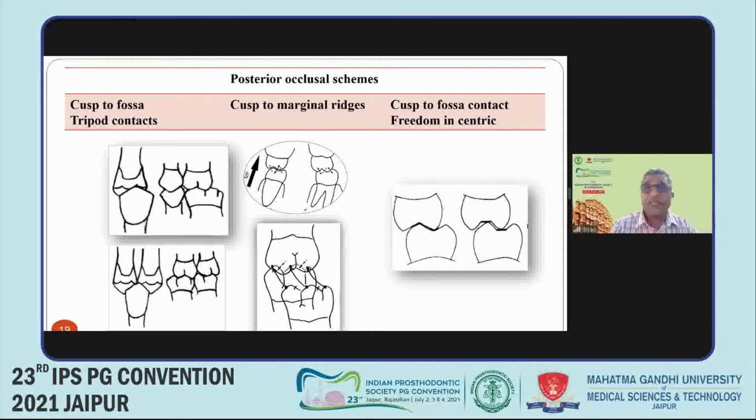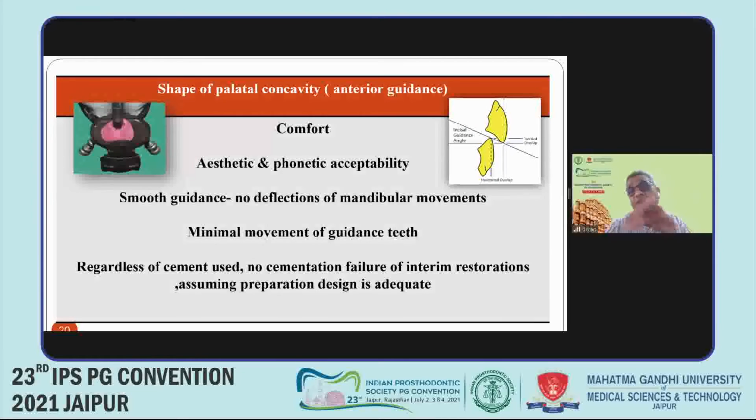Along with these posterior occlusal schemes, there is another factor which needs to be considered, in developing the anterior guidance, which is the overlap of the upper and lower teeth. It should provide comfort, and the resultant is the anterior guidance, and the posterior guidance also has to be in confluence with this.